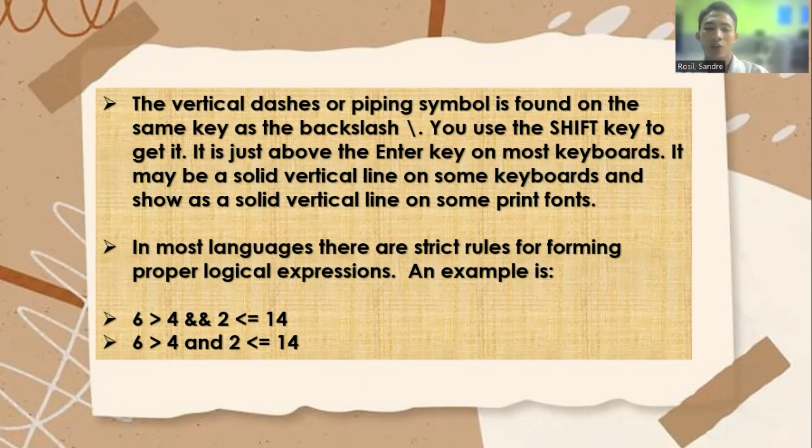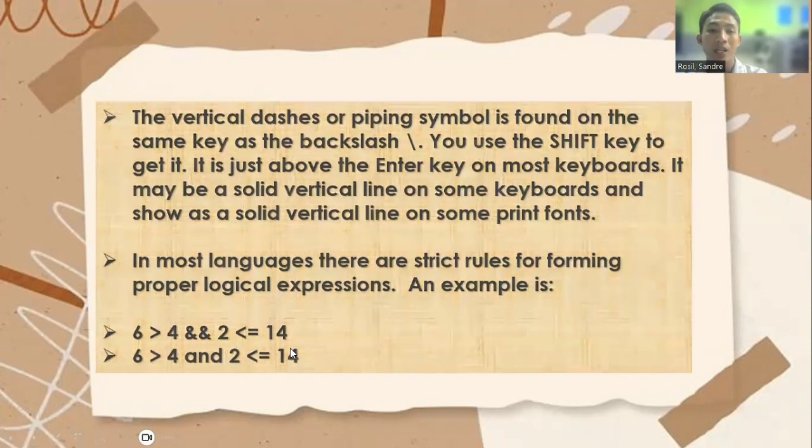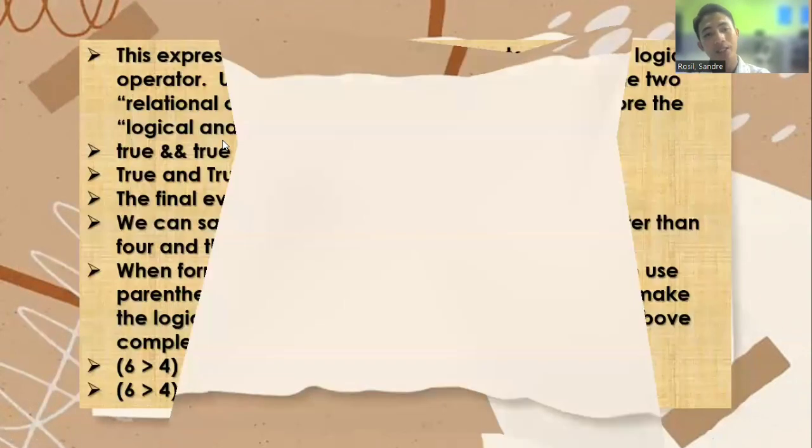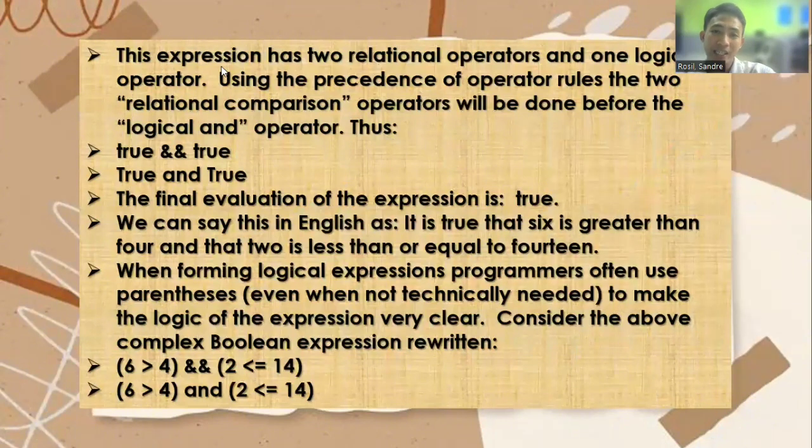Ito po ang mga example ng relational and logical operators. In most languages, there are strict rules for forming proper logic expressions. An example is 6 is greater than 4 and 2 is less than or equal to 14. This expression has 2 relational operators and 1 logical operator. Using the precedence of operator rules, the 2 relational comparison operators will be done before the logical and operator.